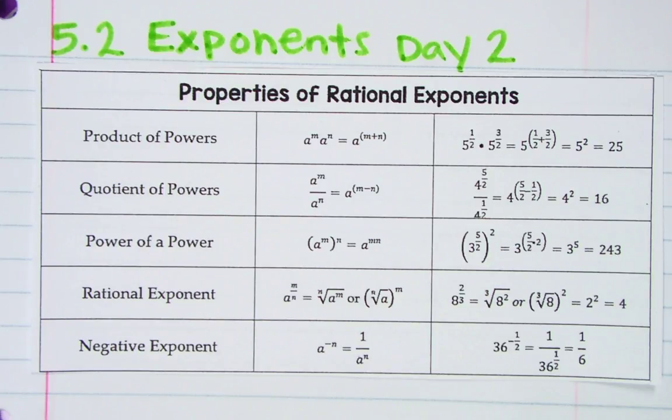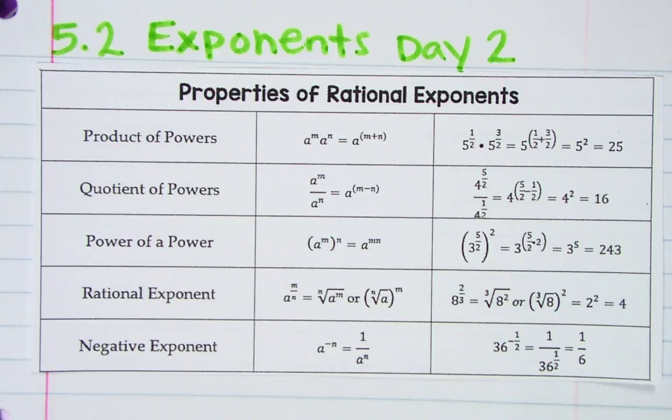These are the names, the first column. The second column is the formula for it. It will be on the formula chart if we take a checkpoint, okay? So you will be able to use this if you understand what this is saying. And then the third column is an example of each one, okay?